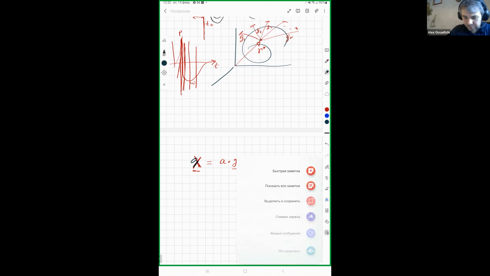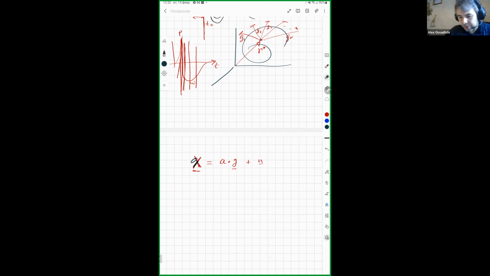Oops, sorry, no, this is not what I want. Oh, I don't understand how to do it. Oh yeah, there we go. Never buy Samsung Galaxy, okay?